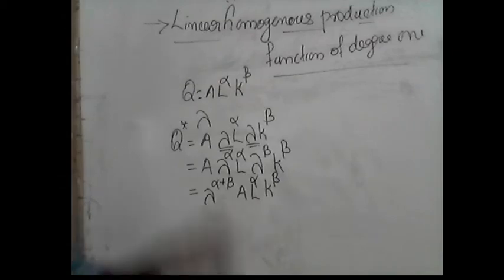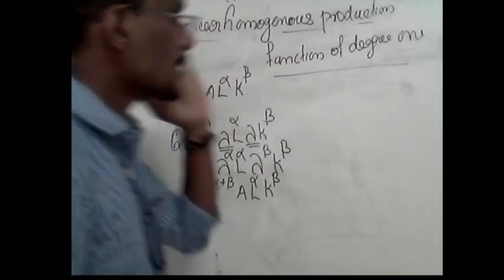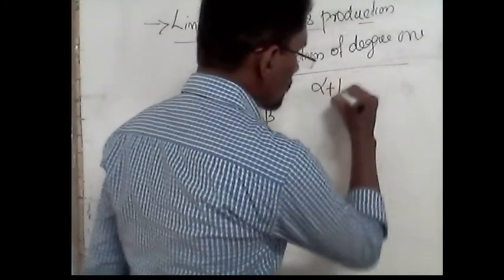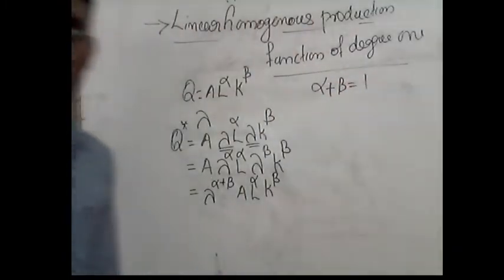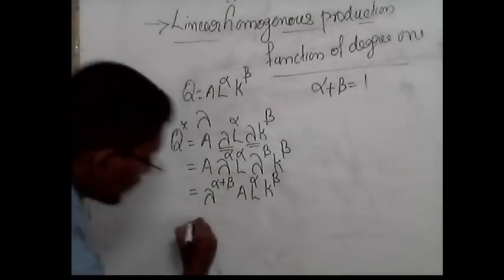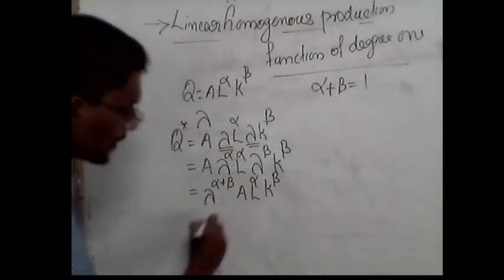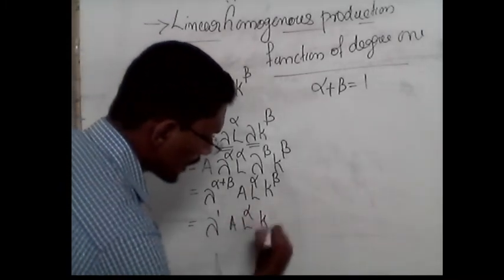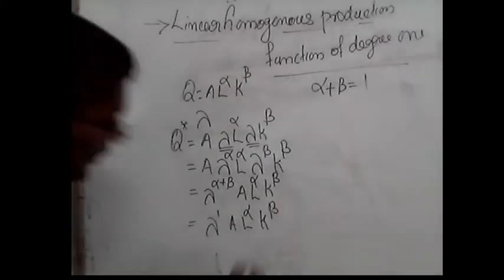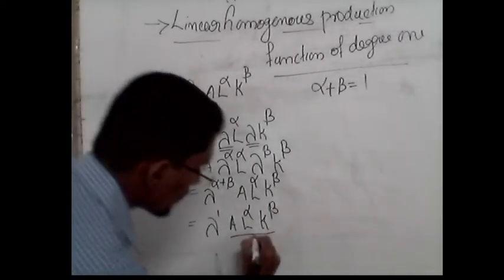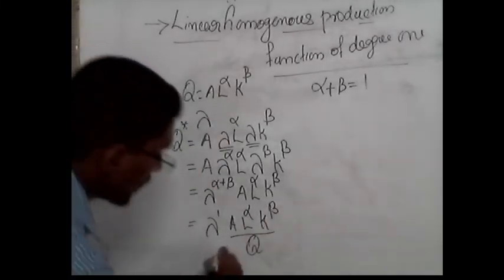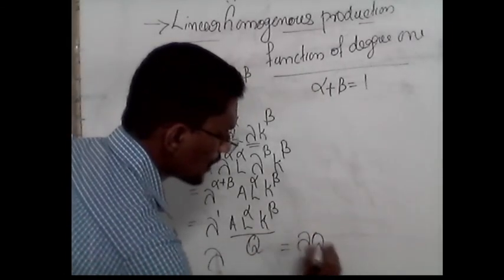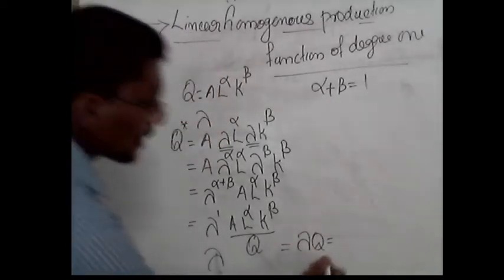And we already mentioned that a strict Cobb-Douglas production function has the form where alpha plus beta is equal to 1. Thereby, this is equal to lambda raised to alpha plus beta, meaning lambda raised to 1, times A, L raised to alpha, and K raised to beta. And here, A L raised to alpha and K raised to beta represents the level of output. Thereby, if the level of output is multiplied by lambda, it will provide the changed level of output, that is lambda Q, equal to the changed level of output.